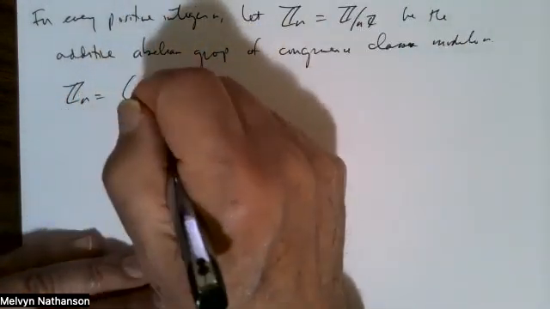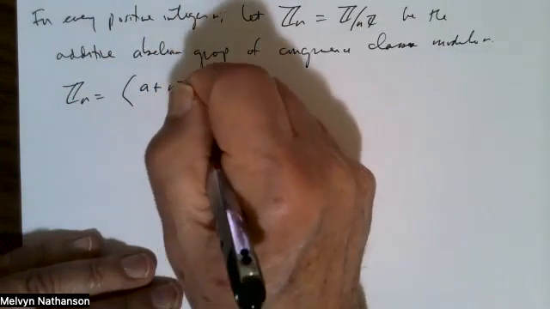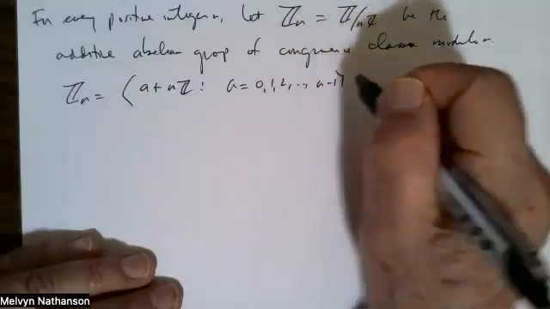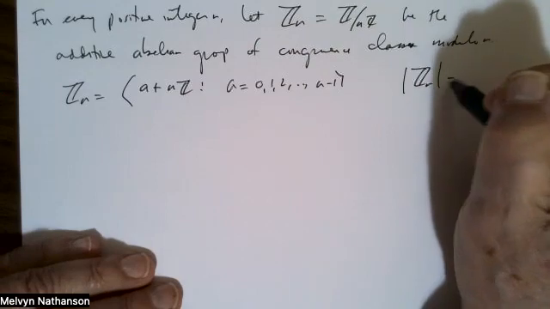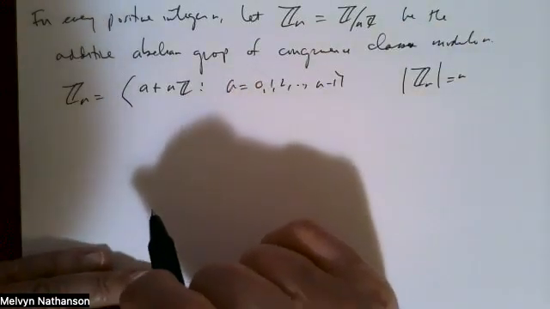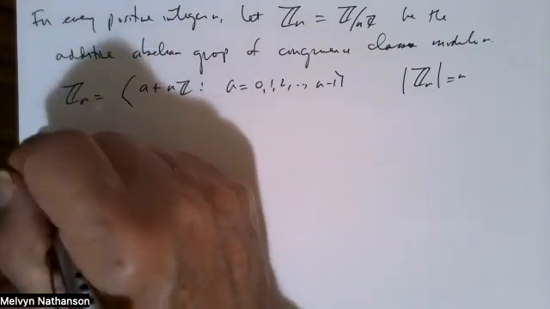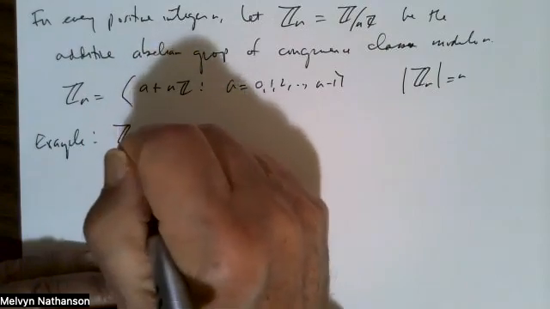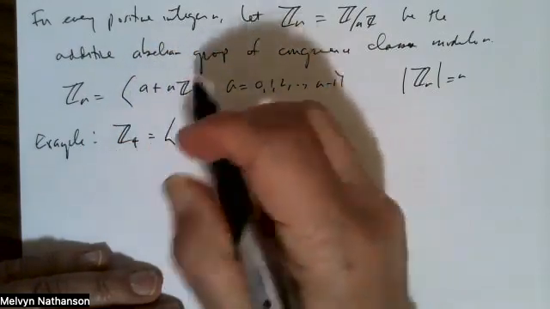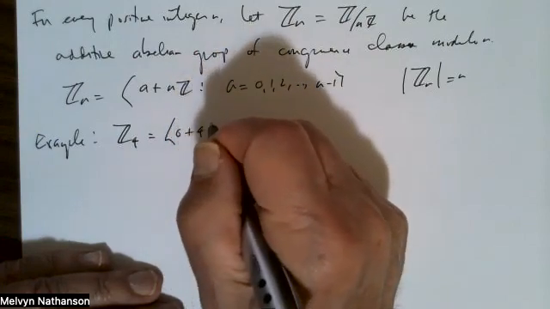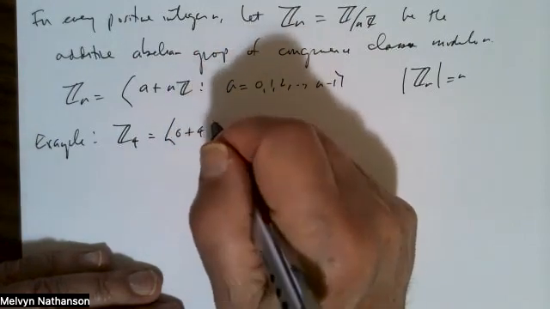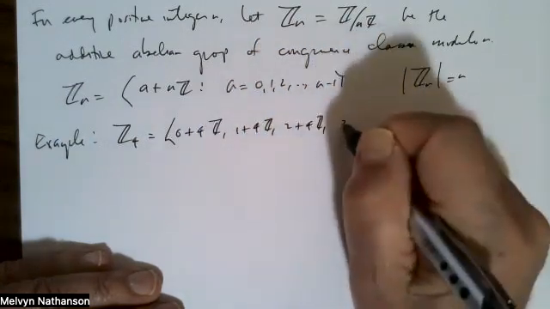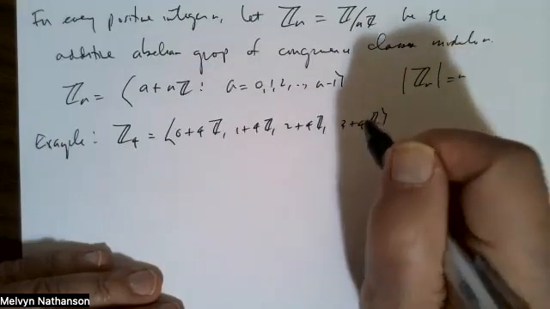So Zn is the set of all classes of the form a plus nZ, where a goes from 0, 1, 2, up to n minus 1. So the cardinality of this group is equal to n. For example, we already looked at Z3. Z4 is a group with 4 congruence classes: 0 plus 4Z, 1 plus 4Z, 2 plus 4Z, 3 plus 4Z.